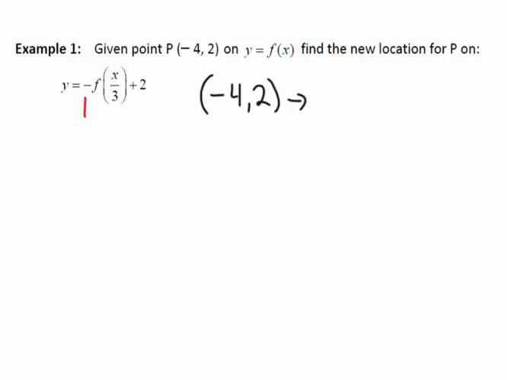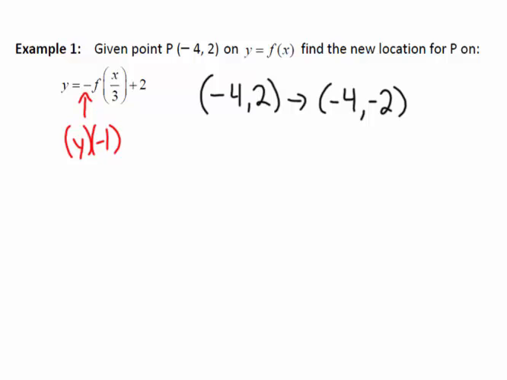First piece is the negative. Negative outside the function, that tells us that we are going to have a reflection across the x-axis. What does that do to our coordinate? Well, it takes the y coordinate and it's going to multiply it by -1. So let's do that transformation. X coordinate stays the same. The y coordinate becomes not 2 now, but -2.